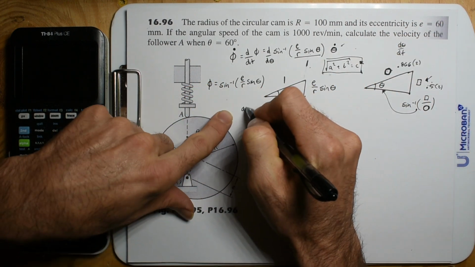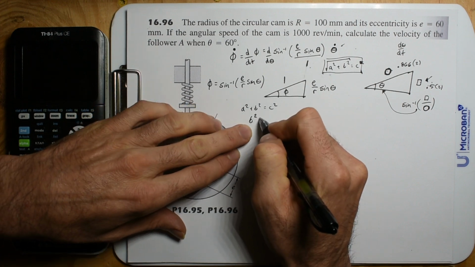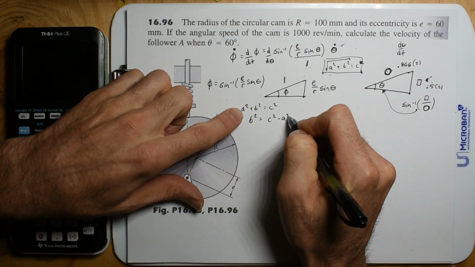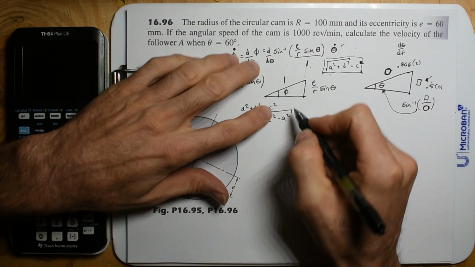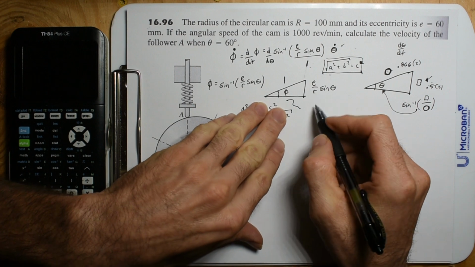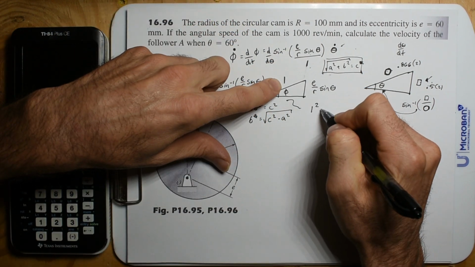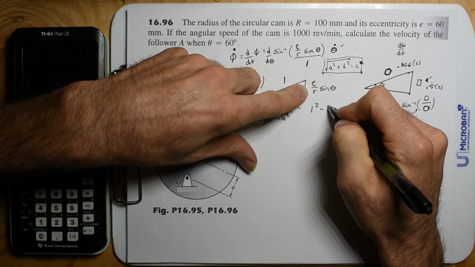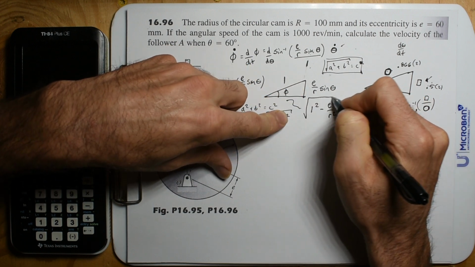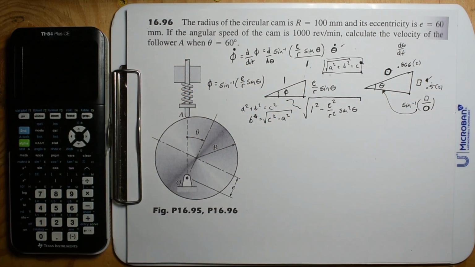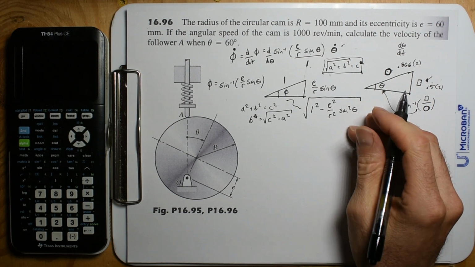So if we take a squared plus b squared is equal to c squared, and we want to solve for b, let's take c squared minus a squared, and then take the square root. This is one that you should just know off the top of your head. Hypotenuse is always the larger number. So I'm going to take that squared and subtract this squared. So we're going to have E squared over R squared sine squared theta, and then we take the square root of it. Okay, now we're good to go.